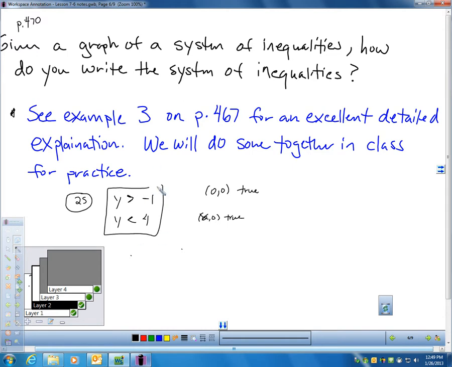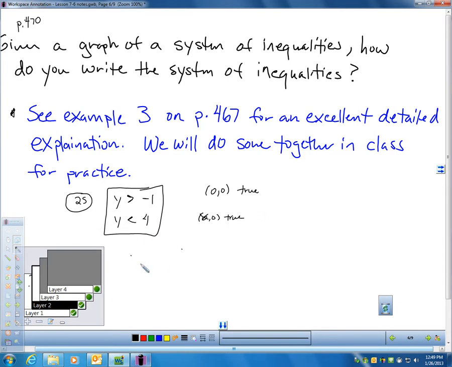Okay, there you go. There's question 25. We just found the inequalities for 25. That would be the system of inequalities for number 25. Okay? There's no x plus 1y greater than -1, no x plus 1y less than 4.